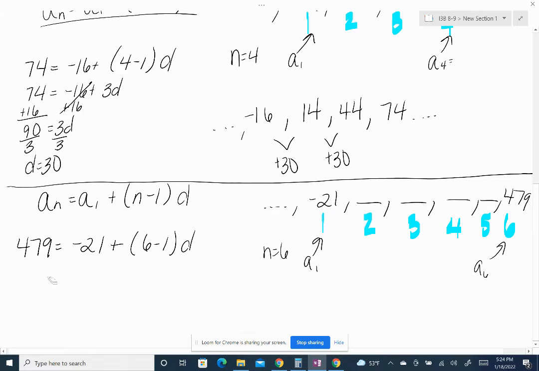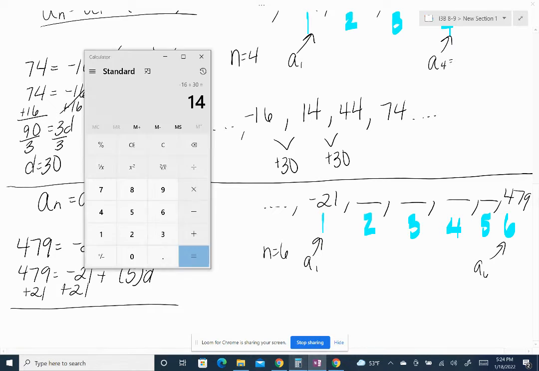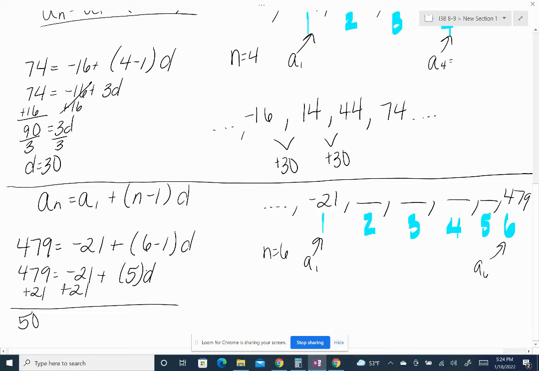Actually, we'll just stick with PEMDAS. We'll solve inside the parentheses first. Okay, 6 minus 1 is 5. That gives you 5d. Add 21 to both sides. And then that should give you 500. Let me double check. 479 plus 21. Yep, gives you 500.